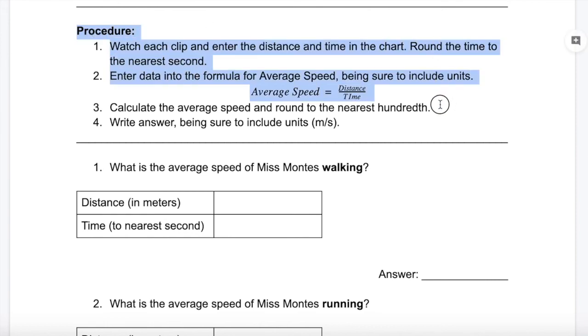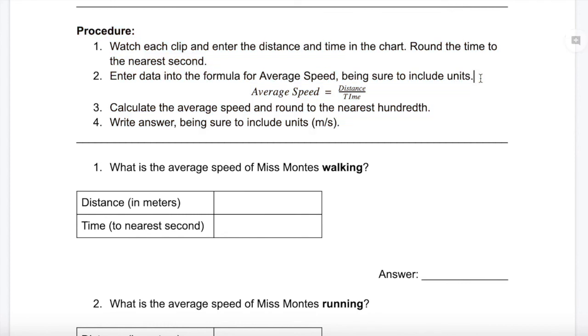Now, our procedure is kind of like what we said in the slides, but I'll read it again. Number 1, you need to watch each clip and enter the distance and time into the chart. Round the time to the nearest second. Number 2, enter data into the formula for average speed, being sure to include your units. In this case, all of your units will be meters and seconds. Here's your formula for average speed again. Now, number 3, we have calculate the average speed and round to the nearest hundredth. Remember, that's the second mark after a decimal.